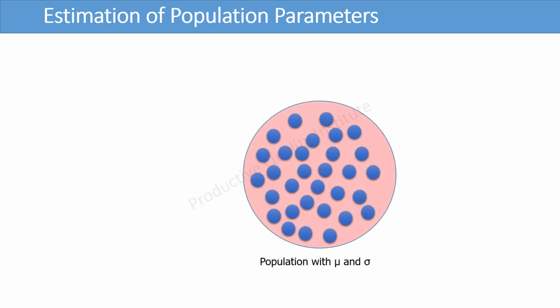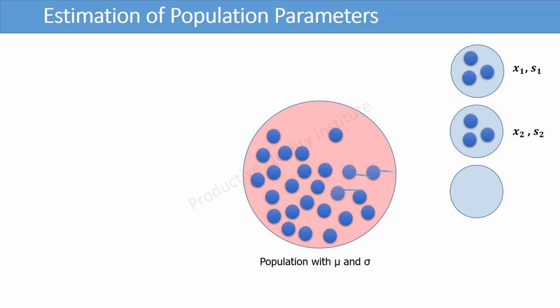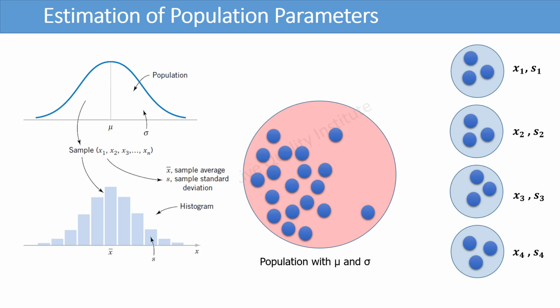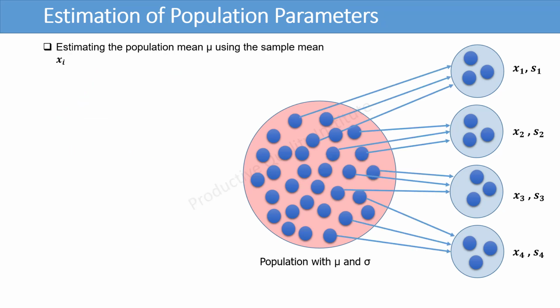In our current case, we have a population with a known mean value mu and known or unknown standard deviation sigma. However, we want to choose random samples for testing. These samples have mean value xi and standard deviation si, where i equals 1, 2, 3, and 4. In the estimation of population parameters, we will estimate the population mean mu using the sample mean.